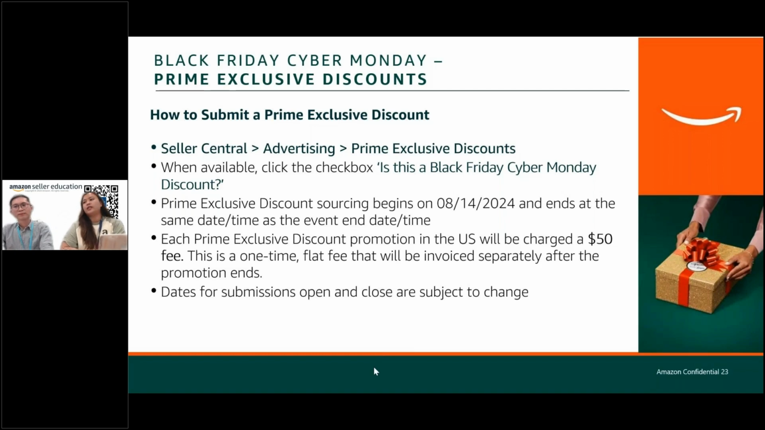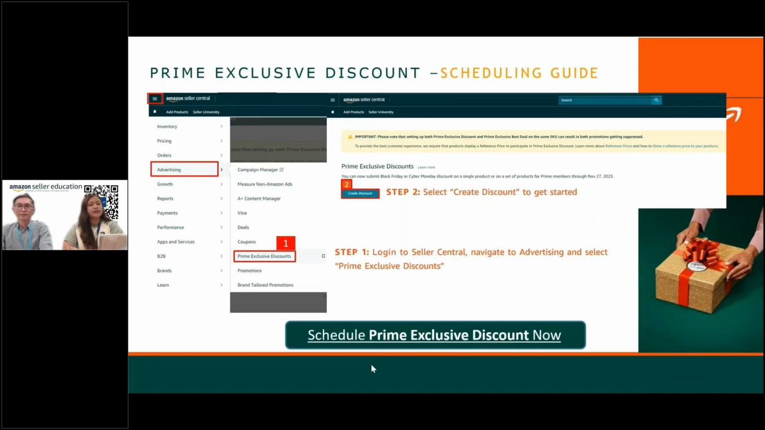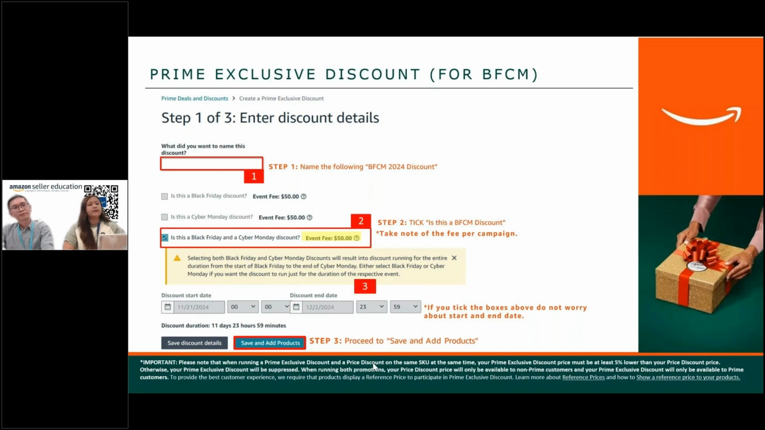So let me go quickly into the scheduling guide on how you can create this. As mentioned, go to advertising, Prime exclusive discount on your Seller Central. And step two is to create a discount to get started. After that, you can also click the link. This will not be shared, but there will be a QR code later which you can click on. But once you get access to this, you will go into the steps on how to create this. The first step is to name your discount. So for example, I will put BFCM 2024 discount.